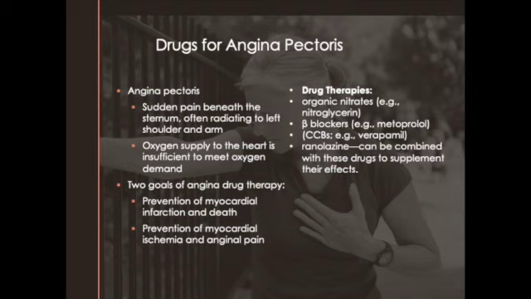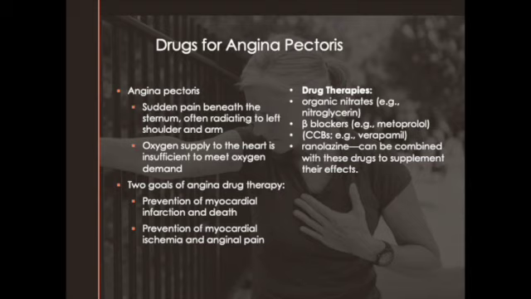So our drug therapy for angina has two different goals. We want to prevent myocardial infarction or heart attacks and death. And secondly, we want to prevent myocardial ischemia and anginal pain. The two types of drugs that we're going to use to decrease the risk for MI and death are those that lower cholesterol and antiplatelet drugs. However, first we're going to focus on the anti-anginal drugs. These are the ones that are going to prevent myocardial ischemia and the pain associated with angina.